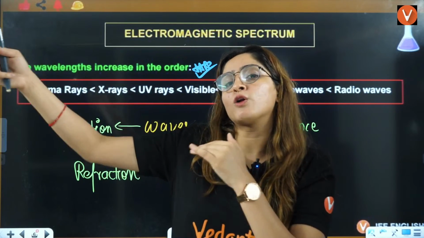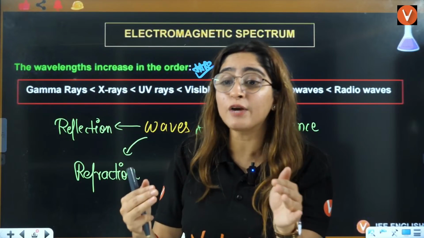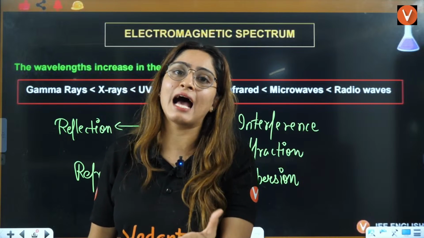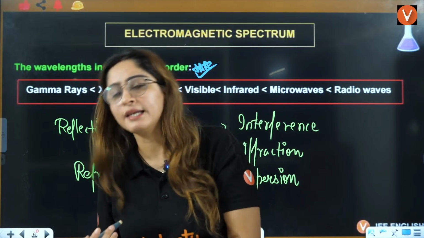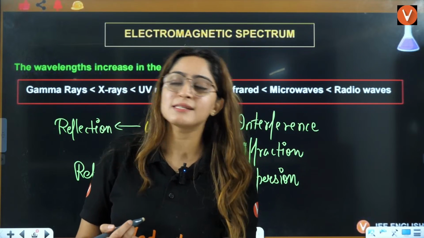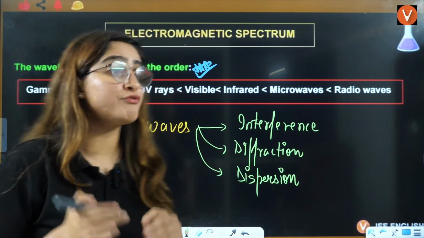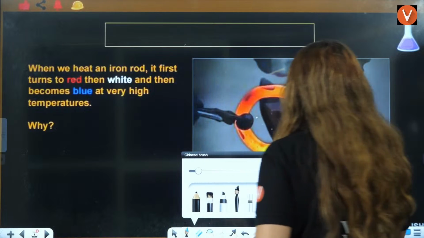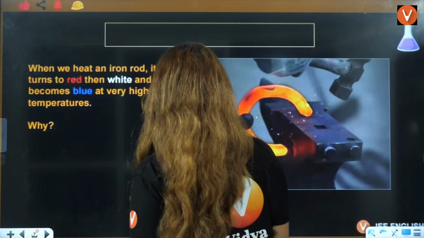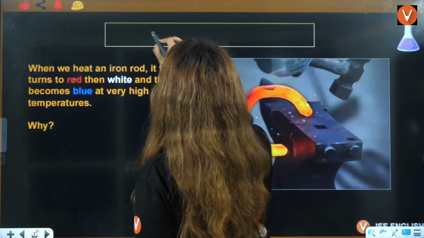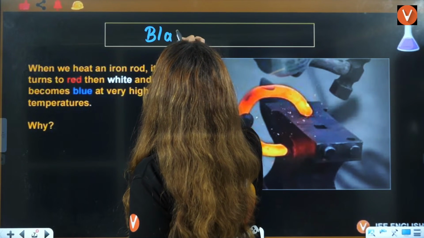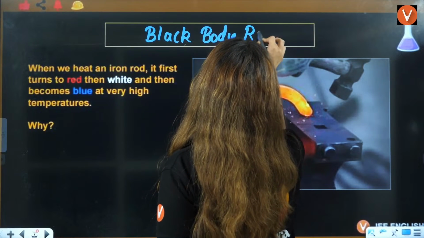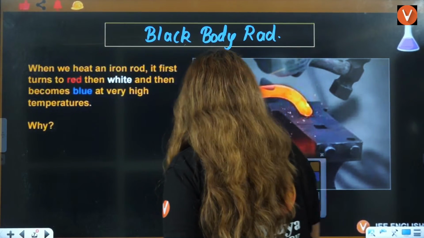In the end, we will also talk about dual nature, but for that we have to understand what these experiments are that tell us it has a particle nature. So now let's discuss the first experiment that tells us electromagnetic radiation has particle nature, which is black body radiation.